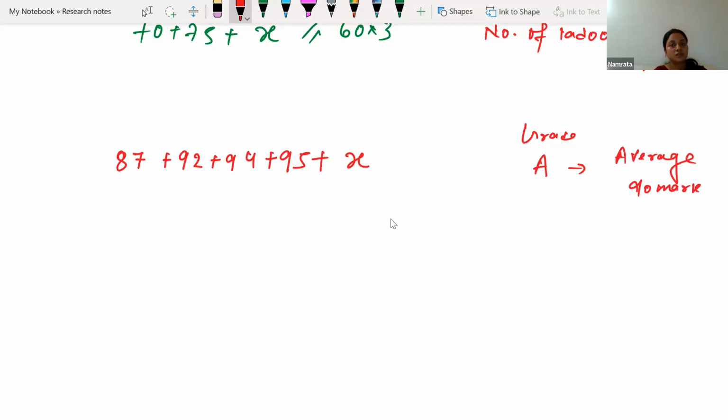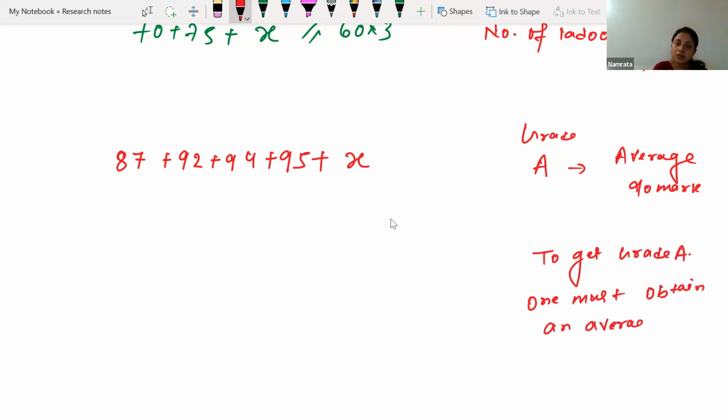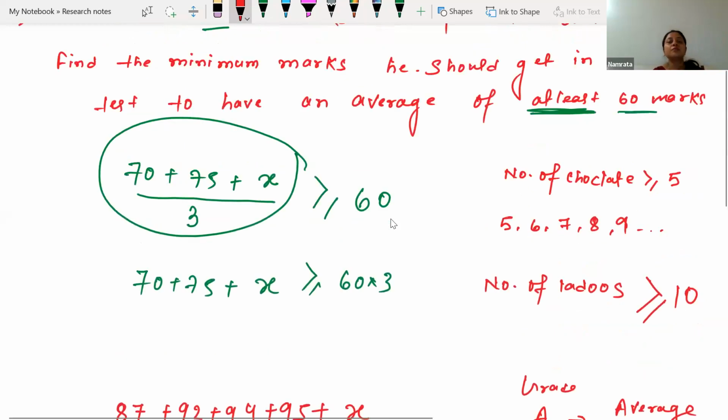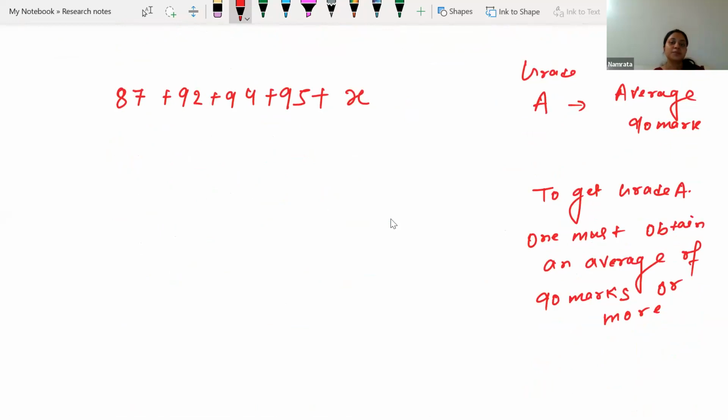To get A, minimum average has to be 90. It says that to get the grade A, one must obtain an average of 90 marks or more. Let me write the statement so that it will make sense to you also. To get grade A, one must obtain an average of 90 marks or more. It's just like the previous case that you need how many chocolates you have demanded? 5. So minimum 5 chocolates or more than that, right? Yes, ma'am. So it's just like the previous case that the average of all the examination marks has to be minimum 90 or more than that. Then and only then the person will be getting grade A.